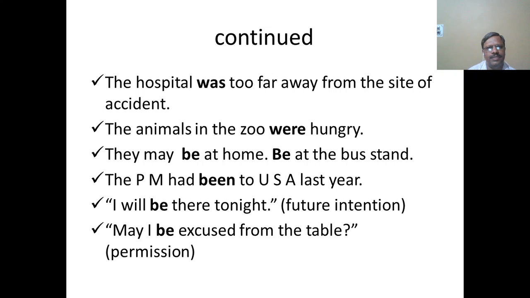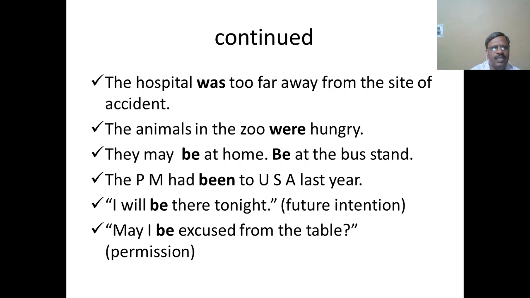They may be at home. Be at the bus stand. They may be at home. Here be is used as the main verb. Be is used as a main verb and may is a modal auxiliary. Be at the bus stand, here also be is used as a main verb.